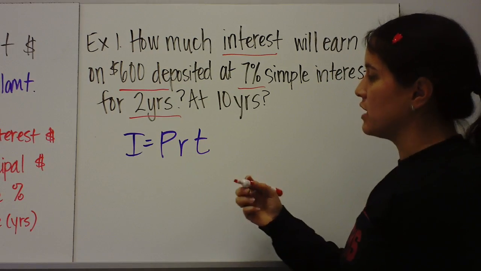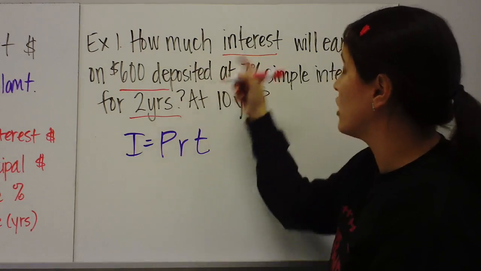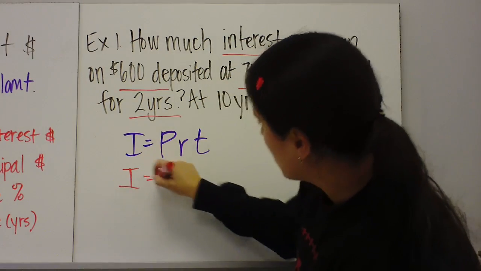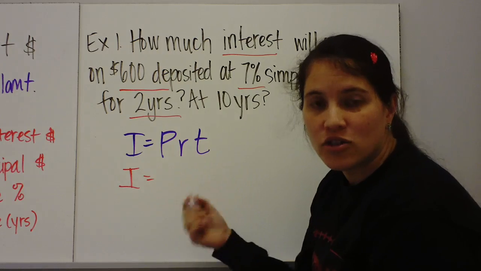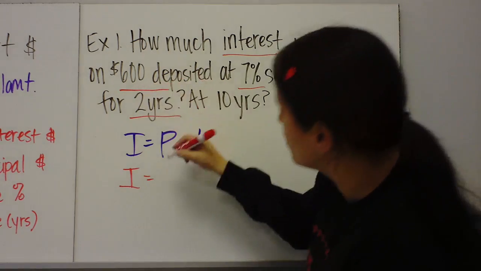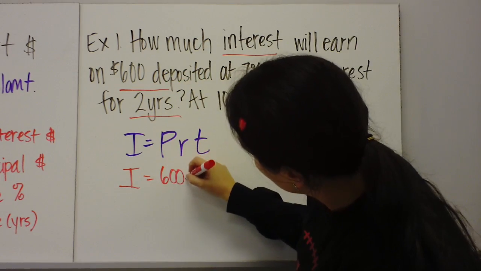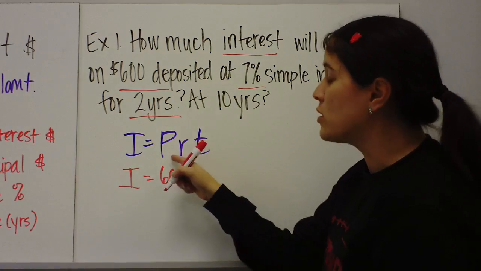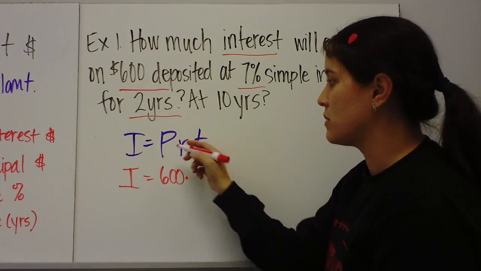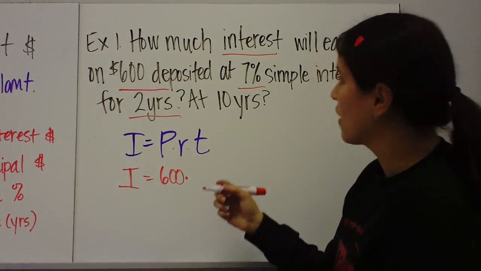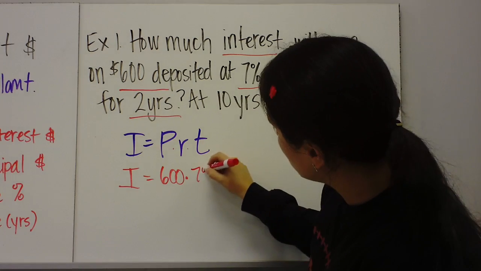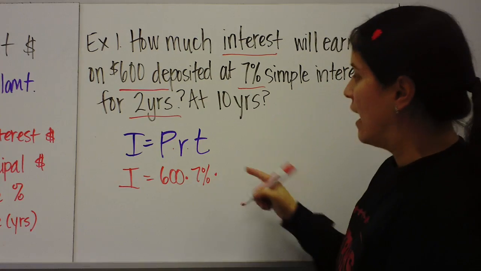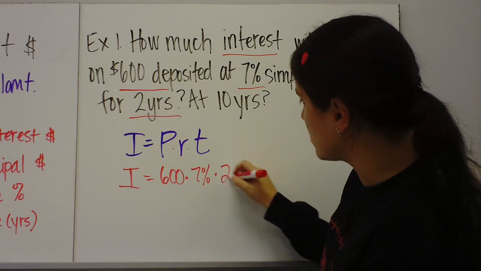You just put your numbers into the formula. So we're looking for interest. The principal amount, how much did I start with? I started with $600. And I'm multiplying, because this is P times R times T. So I'm multiplying 7%. And time is 2 years.